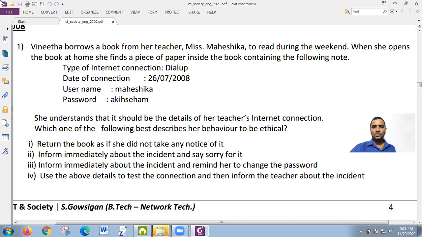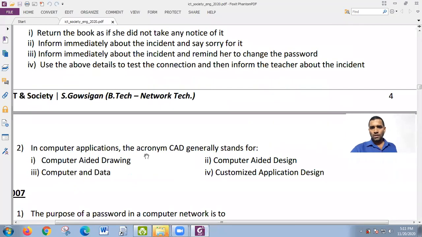So what is the best answer among these four? The best answer is the third one. The second one seems to be ethical, but it is less so than the third one. The third one is very meaningful and very ethical. But the second one, saying sorry, may not be enough to be ethical. So the third is the correct answer. Right. Next.